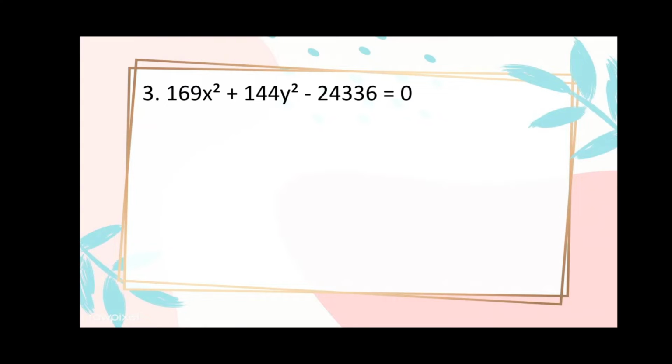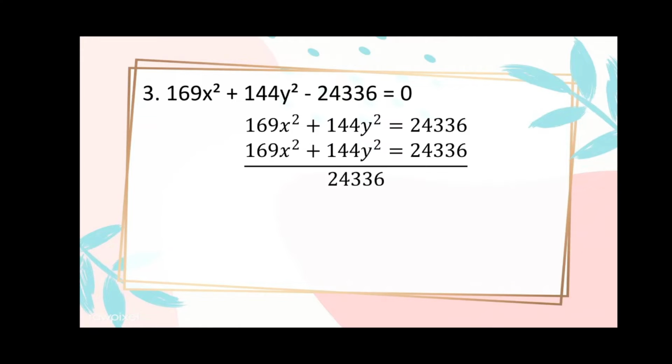So we have 169x squared plus 144y squared minus 24,336 is equal to 0. Once again, transpose or move the constant term to the right side of the equation. So from negative 24,336, it became positive 24,336. Next is for us to divide the whole equation by the constant term.